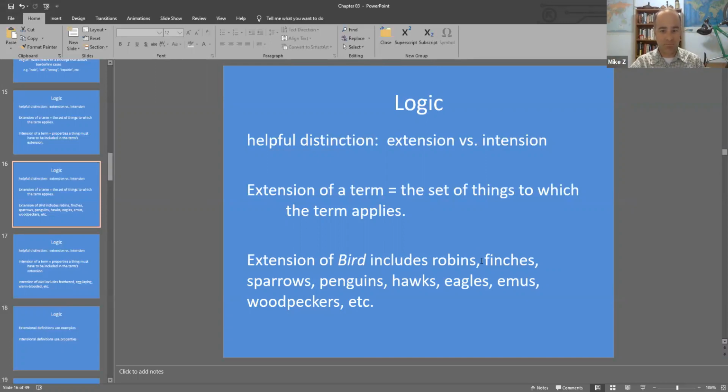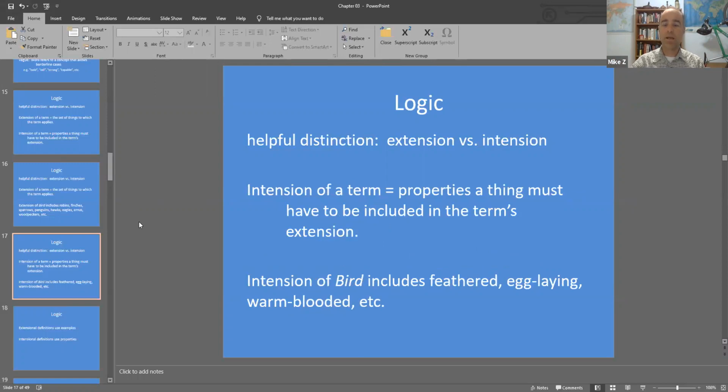So it's an obvious list here, all the robins and finches and penguins and eagles and woodpeckers and emus and all those things, that's the birds. But an intensional definition would provide a list of properties of birds. So being feathered, being an egg layer, being warm-blooded, all those sorts of things. That could be quite a long list. It could include genetic characteristics and genetic relatedness somehow. So if you have those properties, then you properly belong in the extension of the term bird.